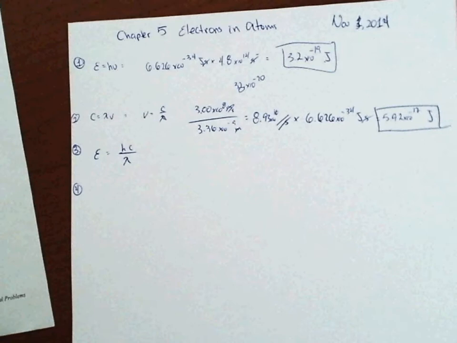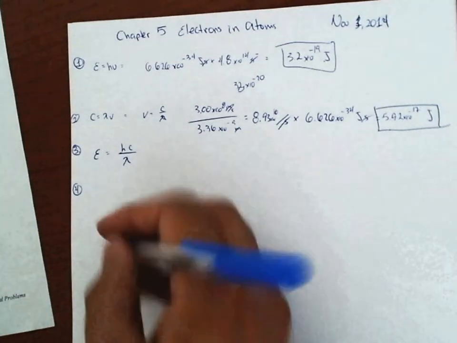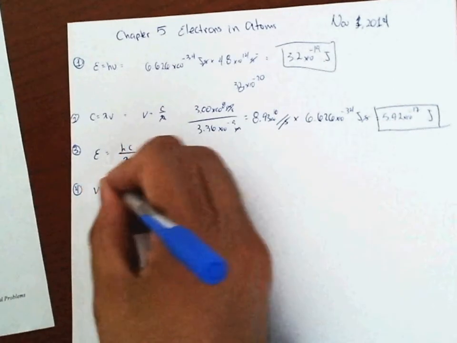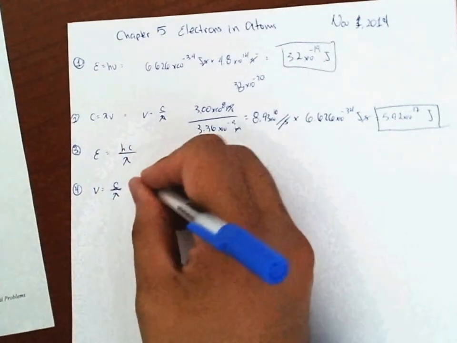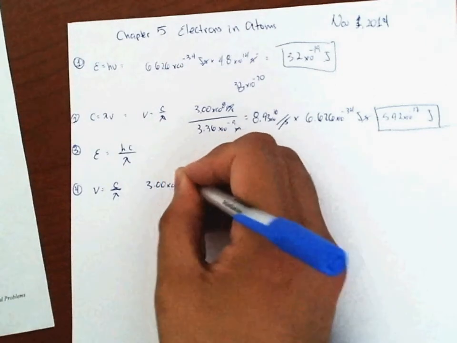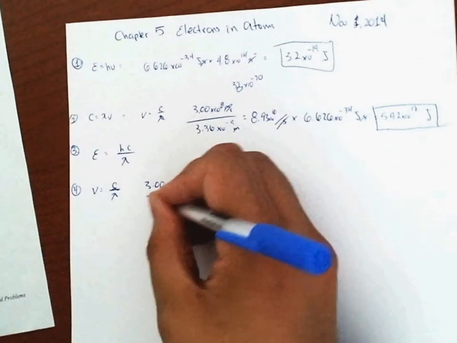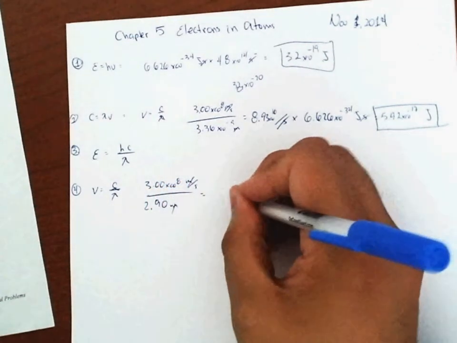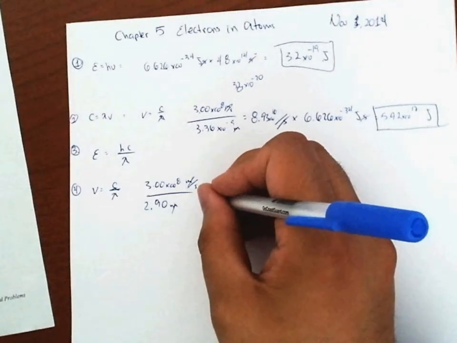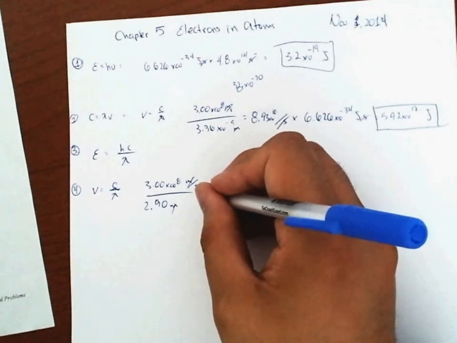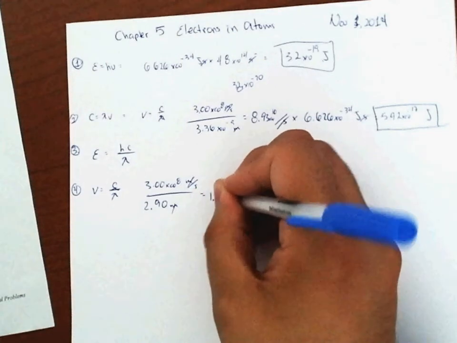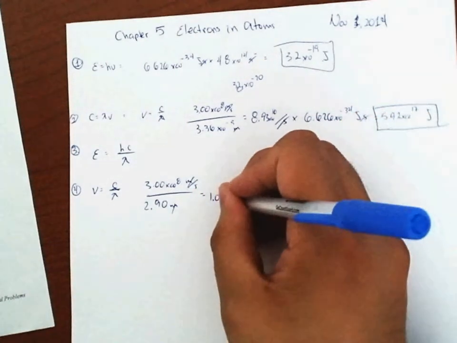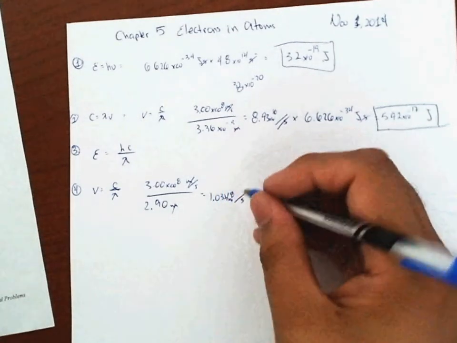Number 4, a radio station emits radiation at a wavelength of 2.90 meters. What is the station's frequency in megahertz? So I'm going to get my equation here. v is equal to c divided by lambda. So I have 3.00 times 10 to the 8 meters per second. I'm going to divide that by 2.90 meters. Meters cancel out. I'm left with per second. That's hertz. So this is about 1.034 times 10 to the 8 per second.